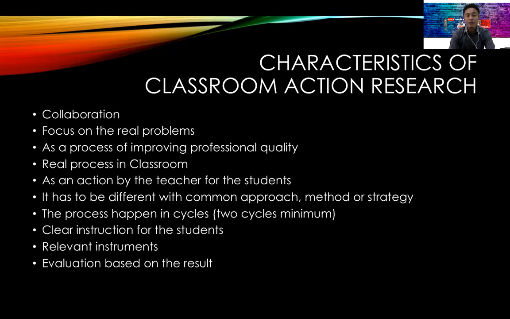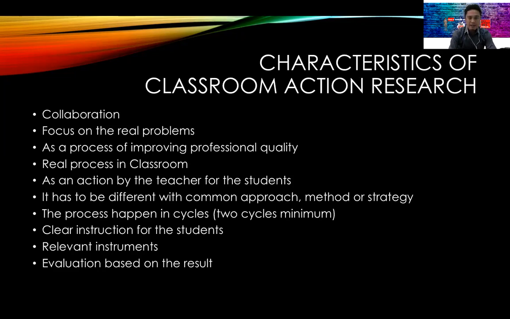And then the second one, focus on the real problems. So what is meant by focus on the real problems? If we have real problems, do we have fake problems? Yeah, we'll discuss it more. And next, a characteristic of classroom action research is that it is a process of improving professional quality. Okay, we'll discuss it after this. And next we have a real process in the classroom. So if it is a real process in the classroom, is there any kind of fake process in the classroom? Okay, and then next one, an action by the teacher for the students.